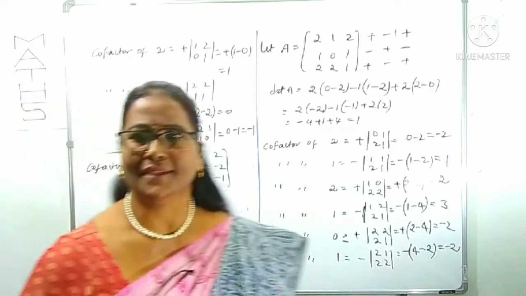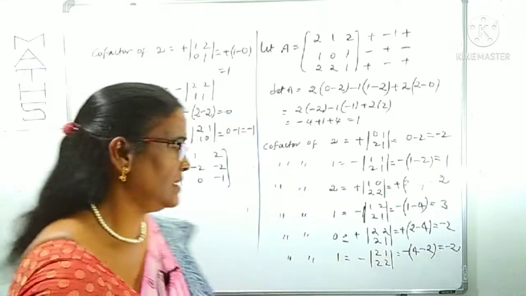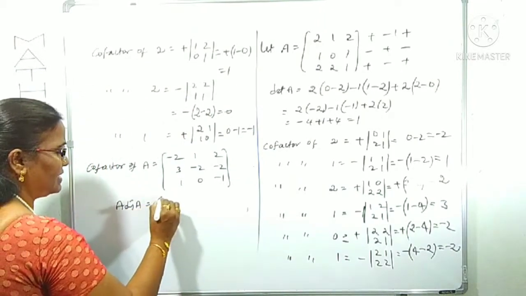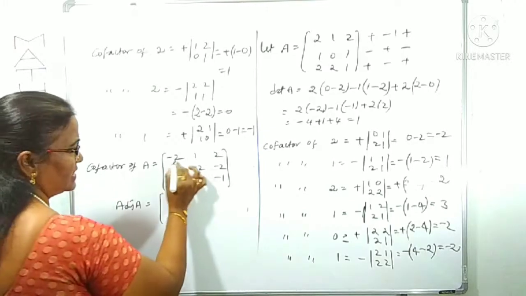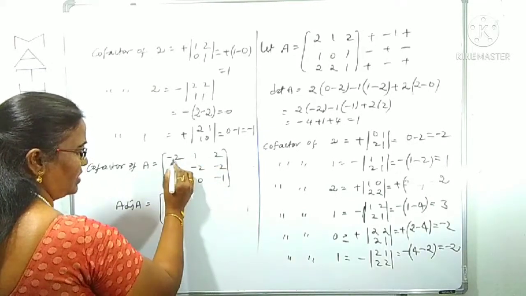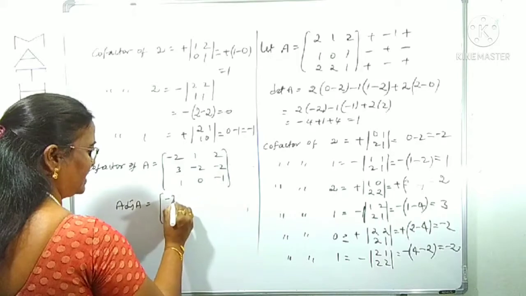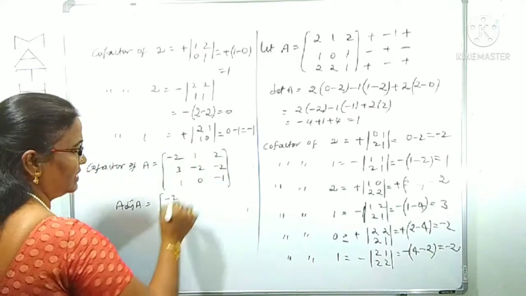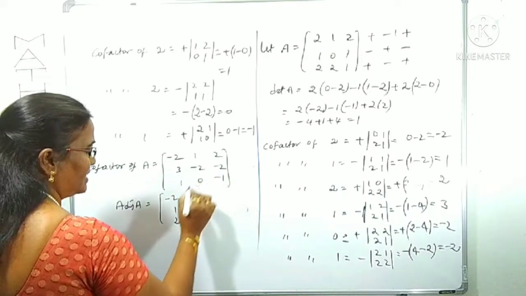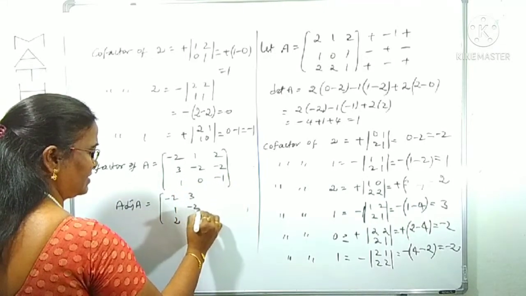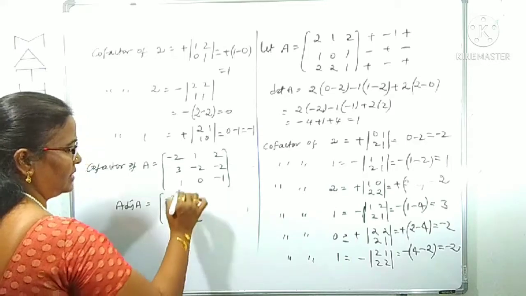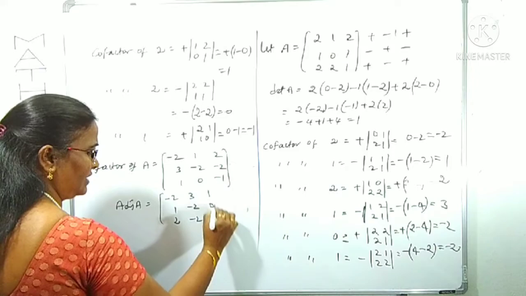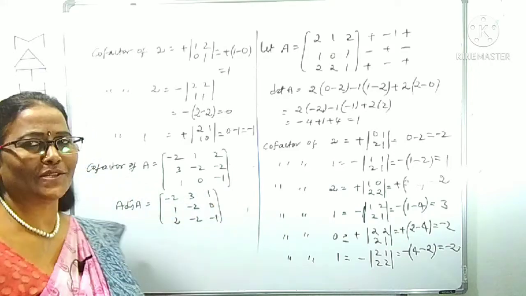What is adjoint A? It's a transpose. Adjoint A means the transpose of the cofactor of A. We can take its transpose easily. The first row we take as the first column: minus 2, 1, 2. The second row, 3, minus 2, minus 2, becomes the second column. The third row, 1, 0, minus 1, becomes the third column. That's it. This is adjoint A.